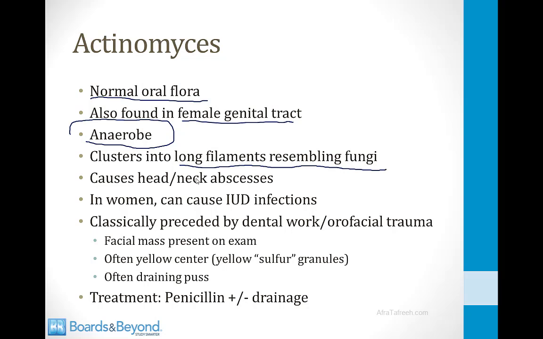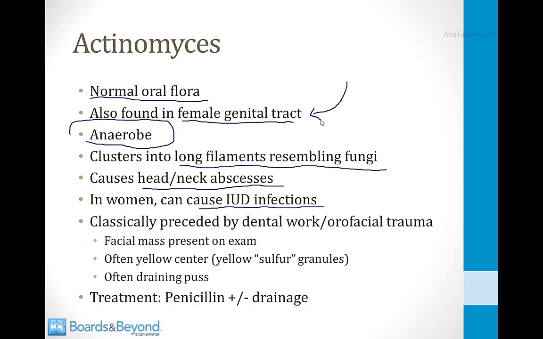This causes 2 problems you should know about. The first are head and neck abscesses. You can imagine it's normal oral flora, so it can get into the soft tissue and form an abscess. And it can also cause IUD infections. So women who use intrauterine devices for contraception can get abscesses and infections from this bacteria because, as I said, it's found in the genital tract.